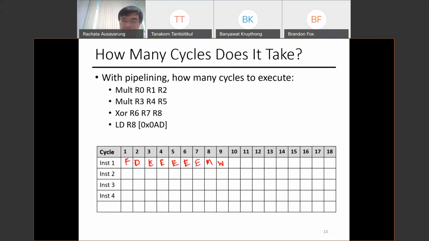So when can I start fetching the next instruction? At what cycle? Yep. And when can I execute? At what cycle? Cycle 8, yes. Why? Because the first instruction takes hold of the multiplier, the only multiplier I have, right? So I need to wait until that's done.